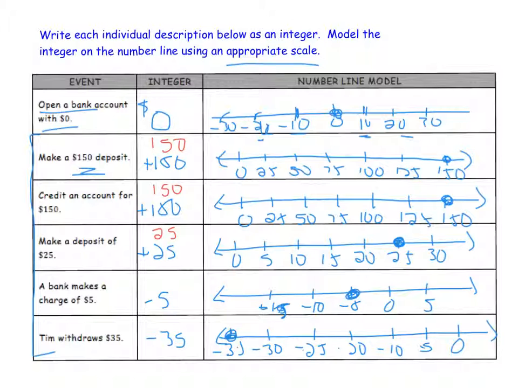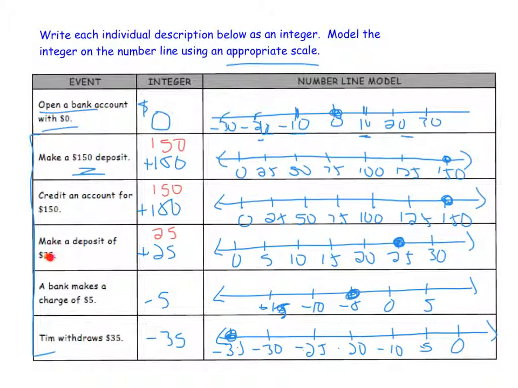Now my number lines, I needed to get all the way up to 150, so I numbered by 25s. Because I was graphing on a number line, I first set up my number line, and then the 150 is right there. So I put that closed circle right there because that's the point, the quantity I'm talking about. Same with the credit of an account. A credit of account is a positive 150, so I write 150, set up my number line, and I put a closed circle right there at 150 because I'm talking about that exact point.